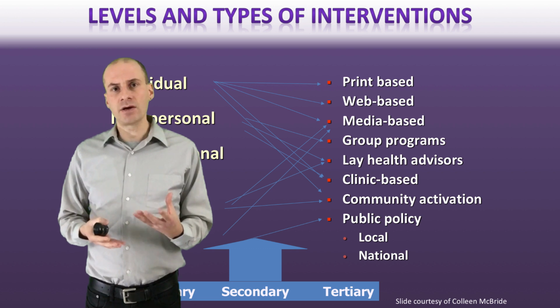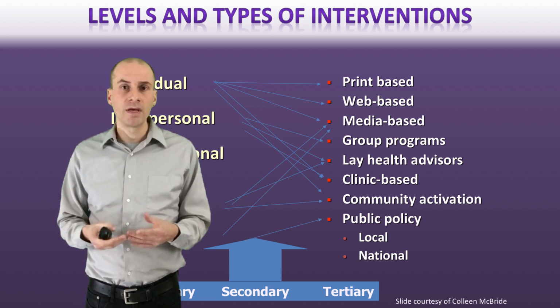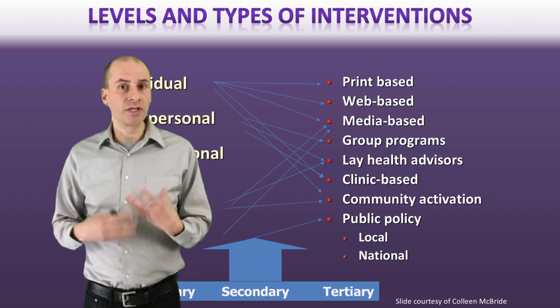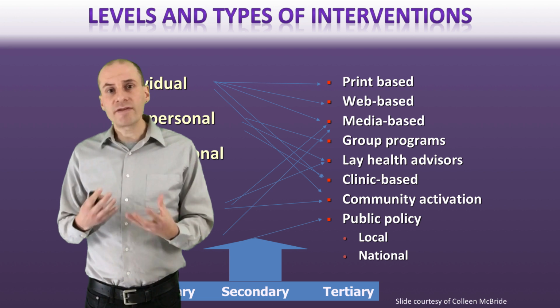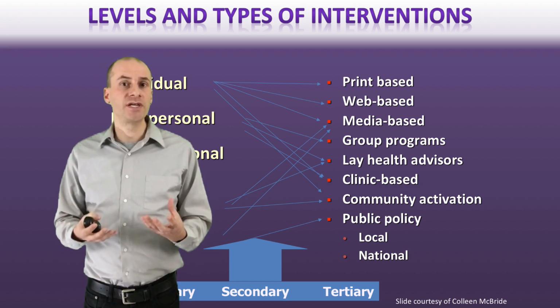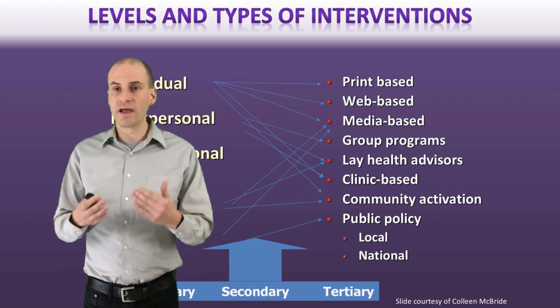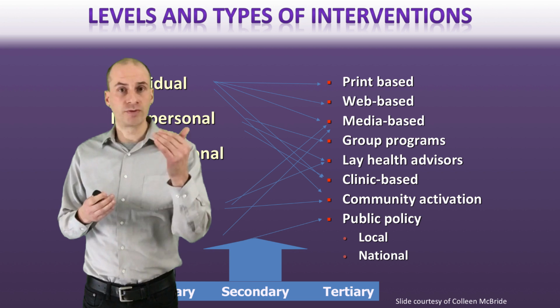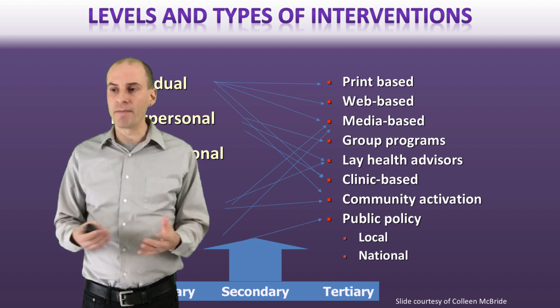I show this slide here because I want you to think about how this all combines together. When you're thinking about something that you want to do to improve health, the truth is that you're going to have a lot of different options. And you're going to have to make some decisions about where your time and energy is best spent. Now, you can think about this in terms of the levels at which you target people, whether you target individuals or organizations or communities or the entire populations.